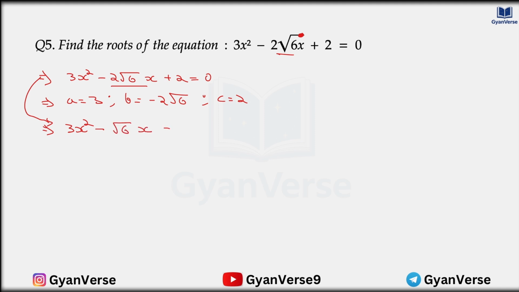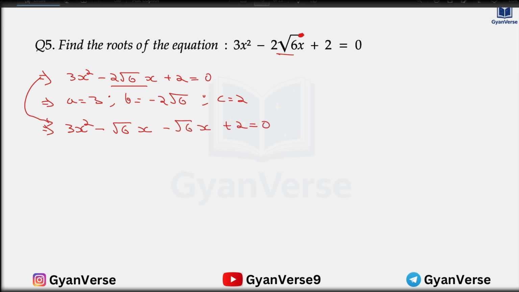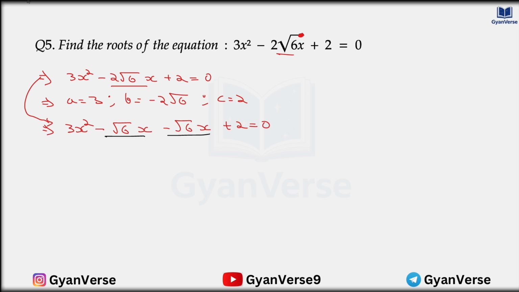Can you write this like this: root 6x minus root 6x plus 2 equals to 0. This is minus root 6x, and this one is also minus root 6x. When I add these two, it will become minus 2 root 6. But when you multiply minus root 6x and minus root 6x, will it become a into c? It will become equal to a into c, that is 3 into 2 equals to 6. Let's check it. Yes, it will become equals to 6.